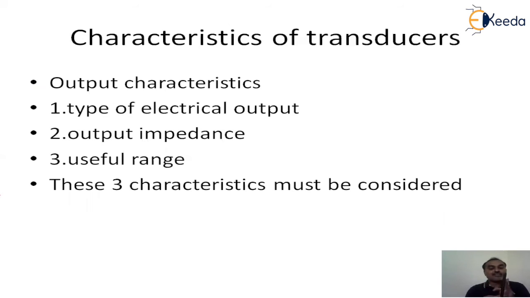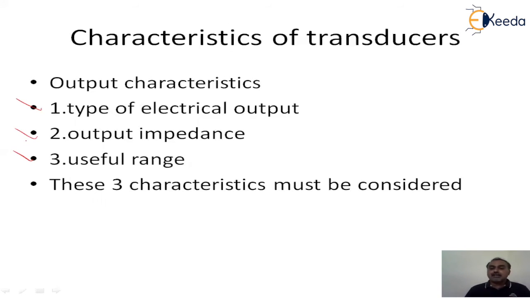When it gives output, the output will be good and stable only in a stipulated range. The other range does not give a good output; that is the unstable output. So we also need to check that. That's the reason the output characteristics are the type of electrical output, output impedance, and third, the useful range. These three characteristics must be considered in the characteristics of the transducer. Characteristics of the transducer is nothing but the key learning, the behavior of the transducer.